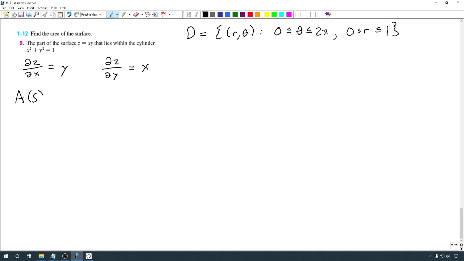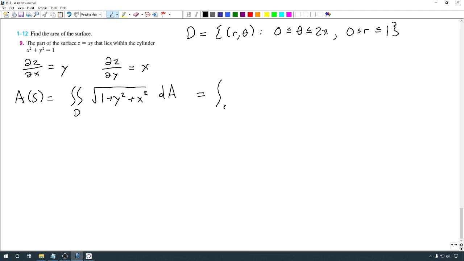The area of our surface is a double integral over D of the square root of 1 plus y squared plus x squared. Now, how do we integrate over a disk? Should be fairly obvious because we did this just a couple examples ago. We might as well go ahead and use polar coordinates. Plus, in that regard, this y squared plus x squared is just r squared.